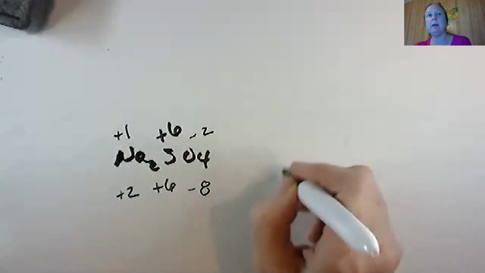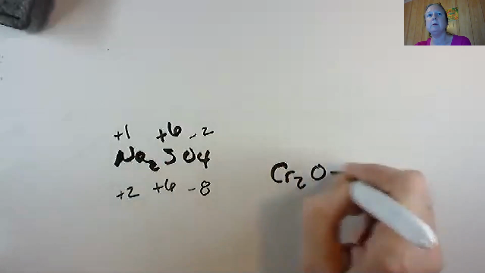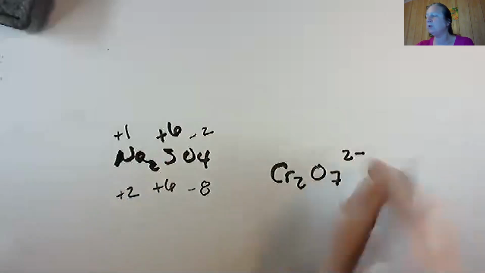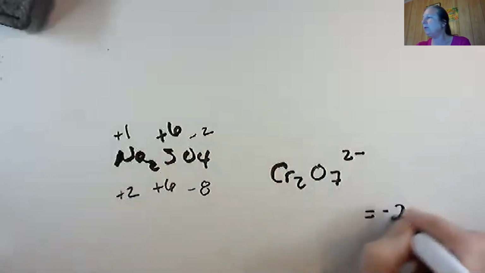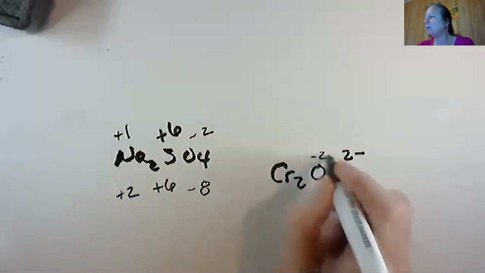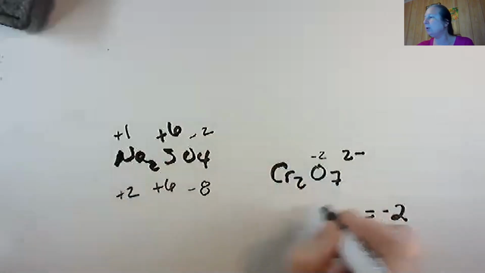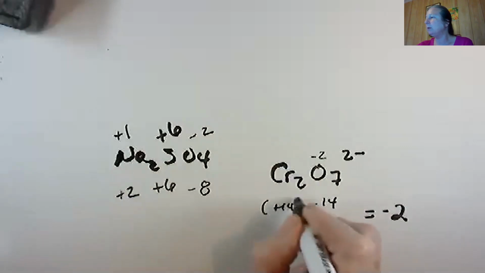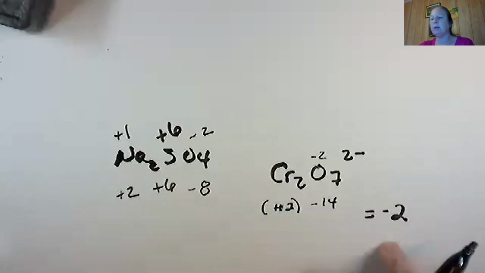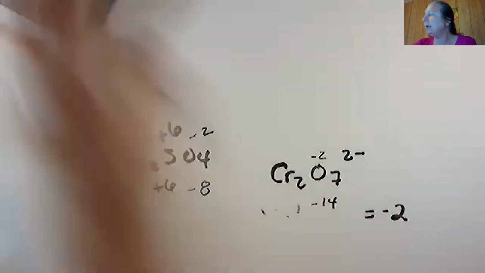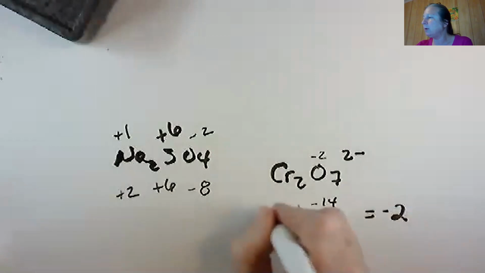The other one is dichromate ion. We do not know what chromium is. The sum of this one has to be -2 because it's a polyatomic ion. Oxygen is not a peroxide, so it's still going to be -2. So 7 times 2 is a -14. So that means this has to be +14. Nope, I knew I was going to do that. This has to be +12 because it's a -2 charge. It can't be +14 because it cannot equal 0.